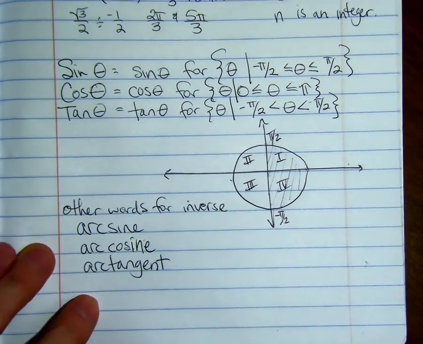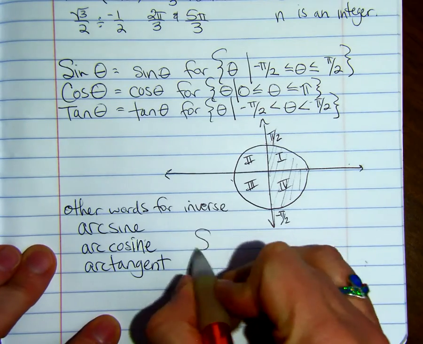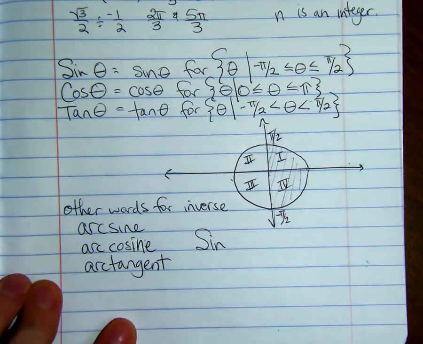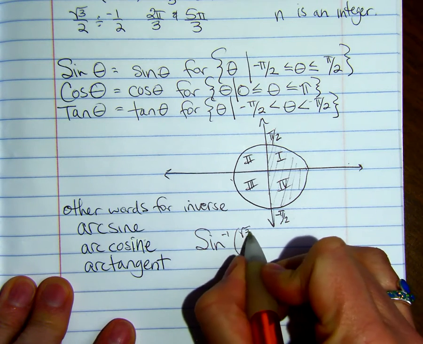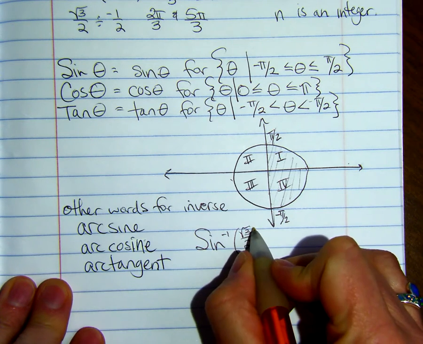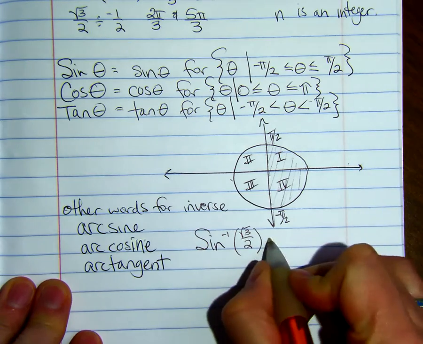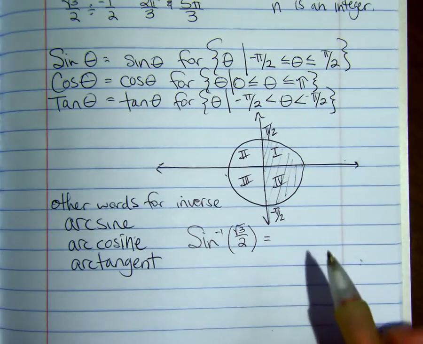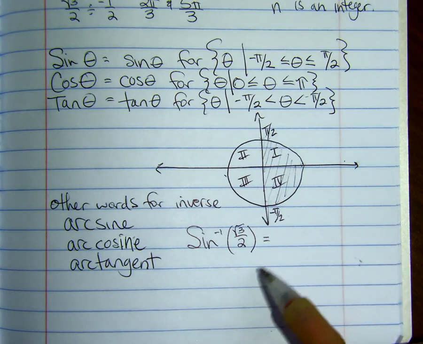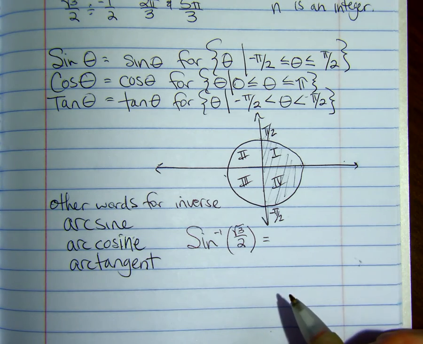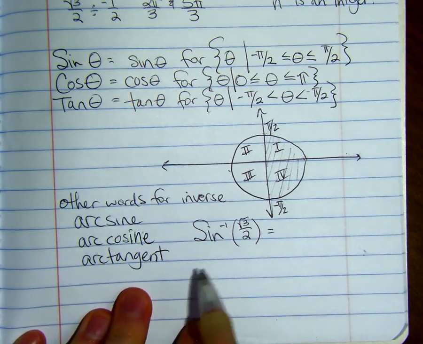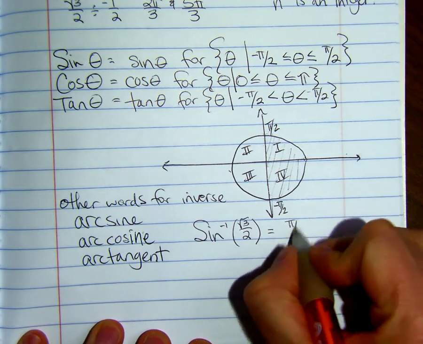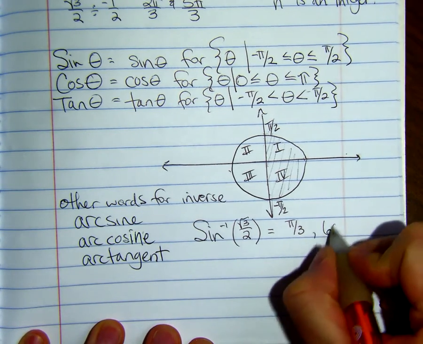Okay, if I wanted to do capital sine inverse of square root of 3 over 2, when you're doing that, you're just looking at one value. So you can look on the unit circle for square root of 3 over 2, and the sine is positive at pi thirds or 60 degrees.